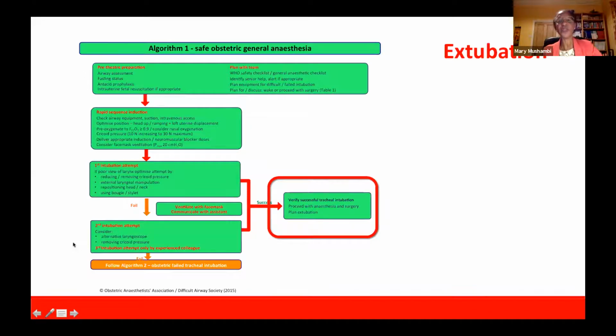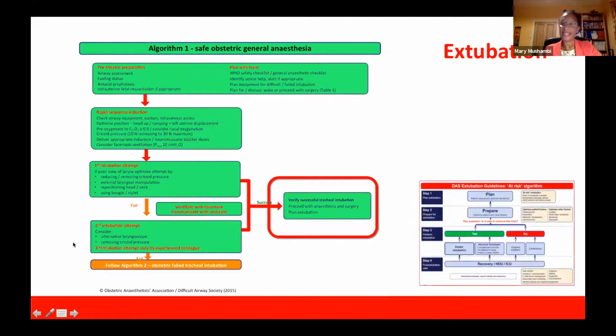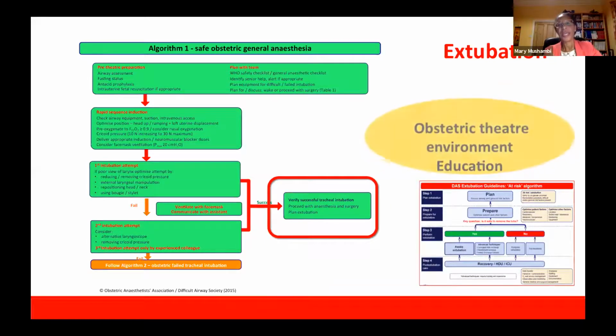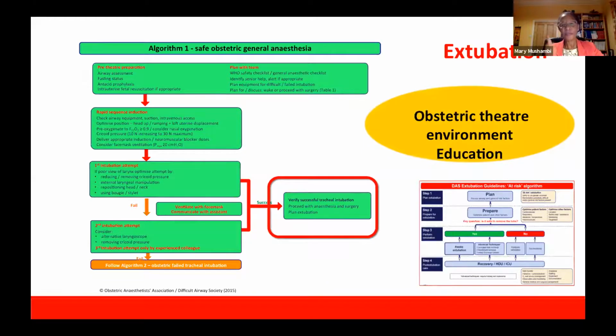So I'm going to now talk about extubation. Now for this, I'm not going to be looking at the DAS extubation guidelines. What I want to focus on is extubating that obstetric patient in the obstetric theatres. The reason being, in obstetrics, majority of our patients are awake, and therefore the theatre environment are much more used to a patient who's awake at the end of surgery. But we need to start teaching them that things can go wrong about extubation.